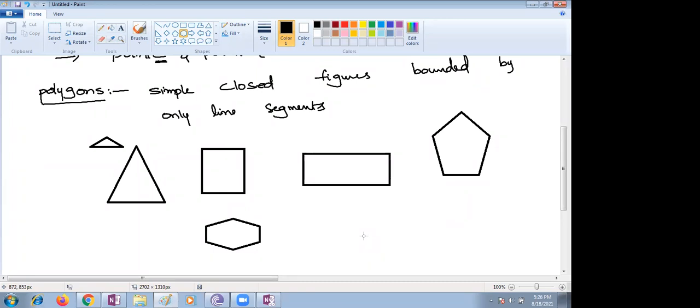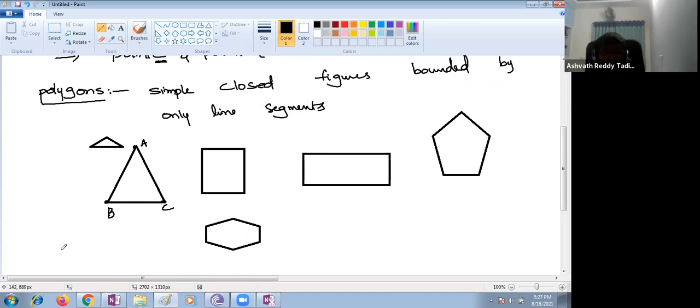No, we are discussing polygons. Don't go more into triangles, children. What is a polygon? A polygon is a simple closed figure bounded by only line segments. Just see the boundaries: are they line segments, or can curves also occur? Suppose this is triangle ABC. Are AB, BC and AC line segments, or can curves also occur? Ma'am, they are only line segments.